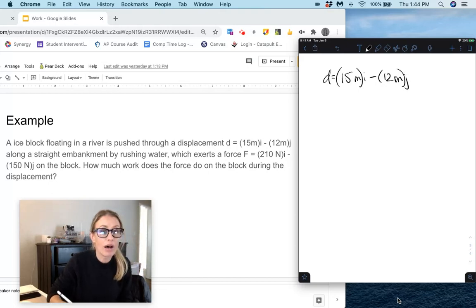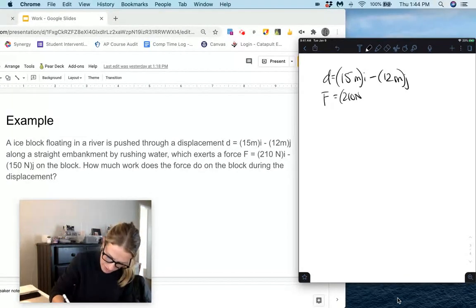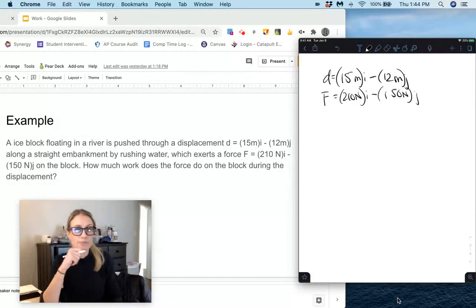And then along a straight embankment by rushing water, which exerts a force F of 210 newtons i hat minus 150 newtons j hat. So our F is 210 newtons i hat minus 150 newtons j hat. Then it says, how much work does the force do on the block during the displacement?